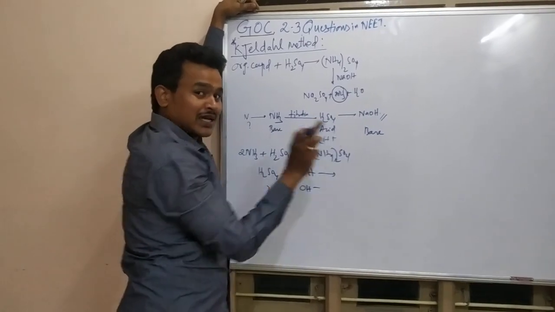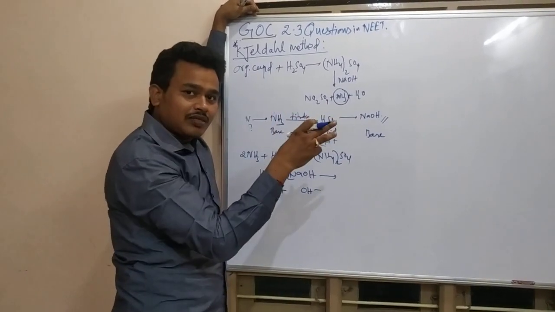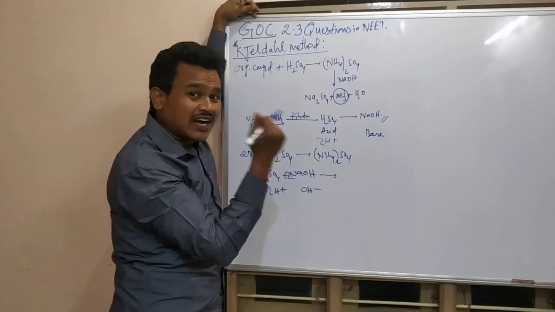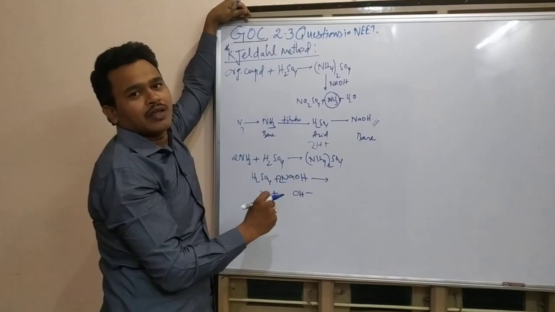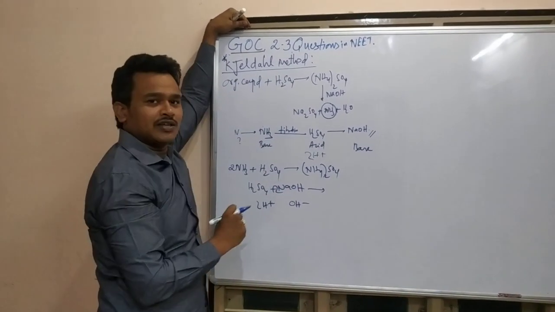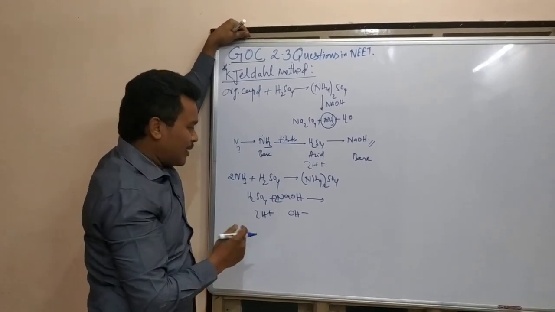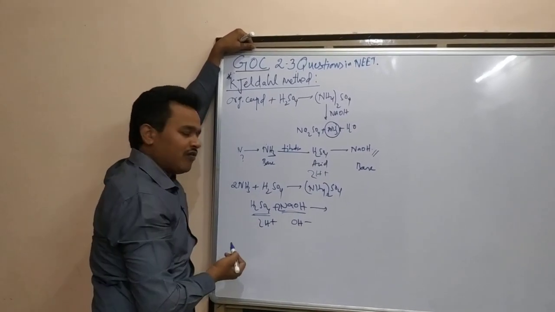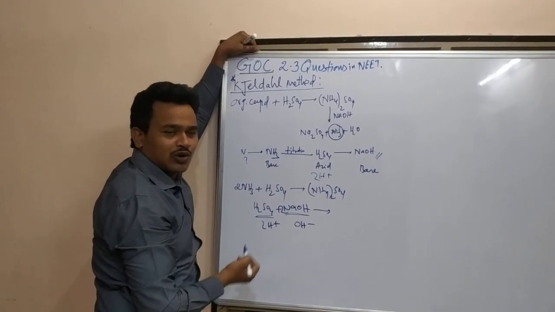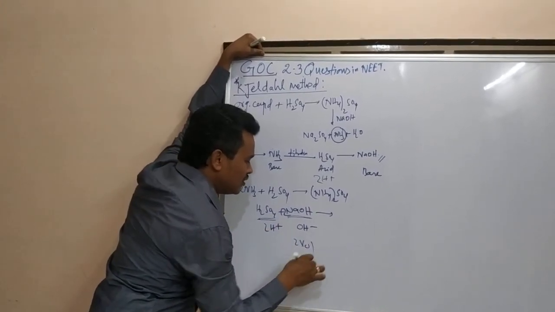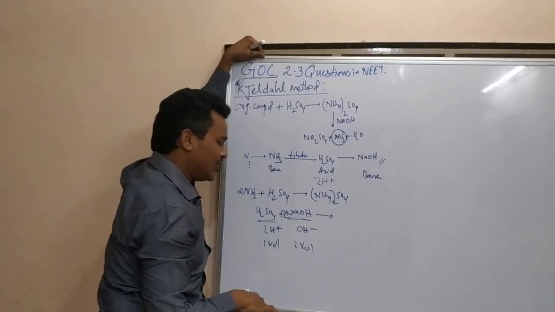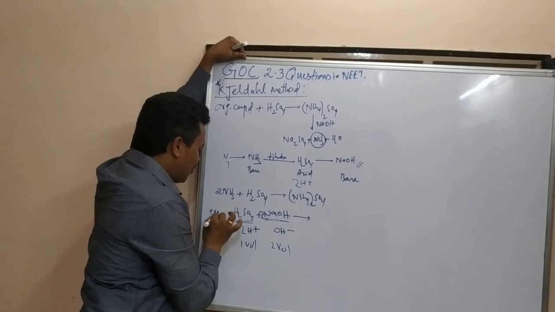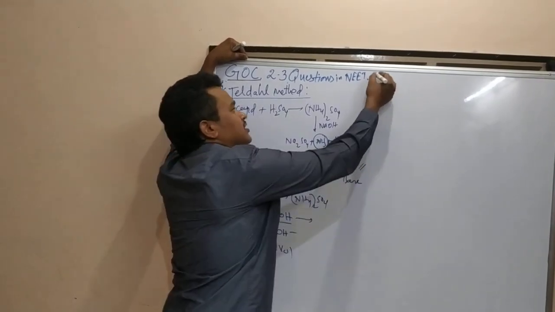Some amount remaining means the other amount has reacted. That reacted amount reacted with what? With ammonia. Based on ammonia, I can get nitrogen. Understand? So 2 moles of NaOH means 1 mole of acid only reacted. 2 volumes of NaOH means 1 volume of acid. Similarly, we are going to consider all as 1 molar for our calculation purpose.